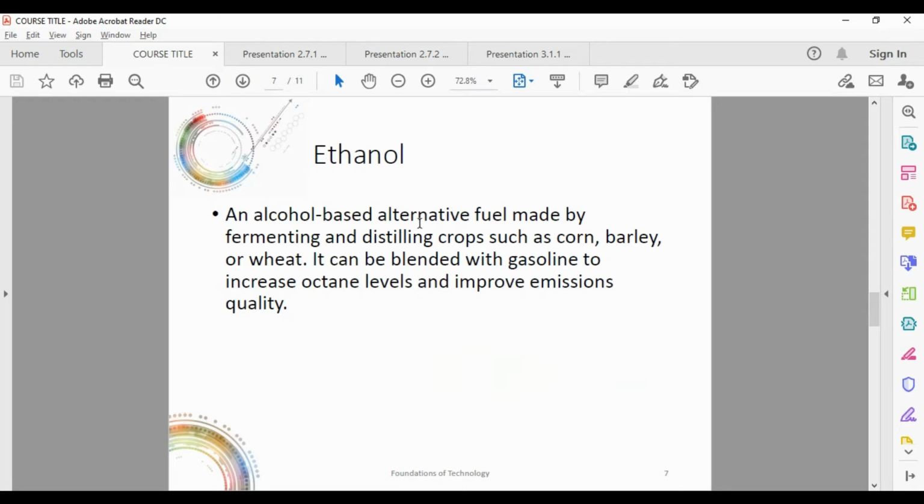Ethanol is an alcohol-based fuel alternative made by fermenting and distilling crops such as corn, barley, or wheat, and it can be blended with gasoline to increase octane levels and improve emission quality. Ethanol is already in a lot of our fuels today, so you should be familiar with it, at least a little bit.